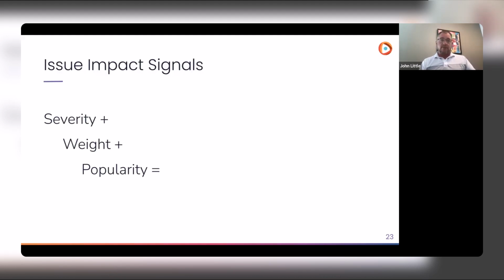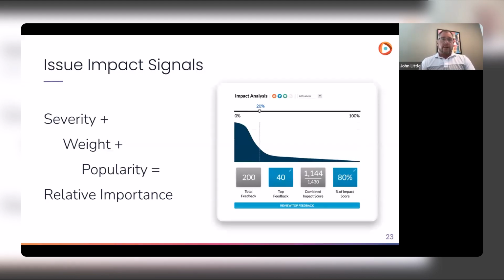So if you understand how severe the issue is, where it lands on the product, and the popularity, how frequently it's happening, they'll give you an idea of relative importance. And you should do this with all of your issues that you can, because what you're looking for is to understand which ones are the most important compared to the other ones, because not all feedback is created equal. You end up with this quite frequently as a Pareto, where you have a handful of issues that are your number one issues. Those are the ones that, if you solve them, are going to make the biggest difference.